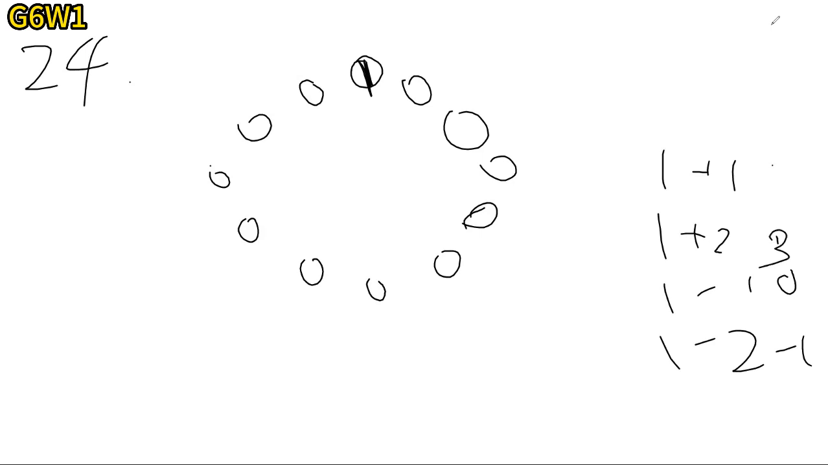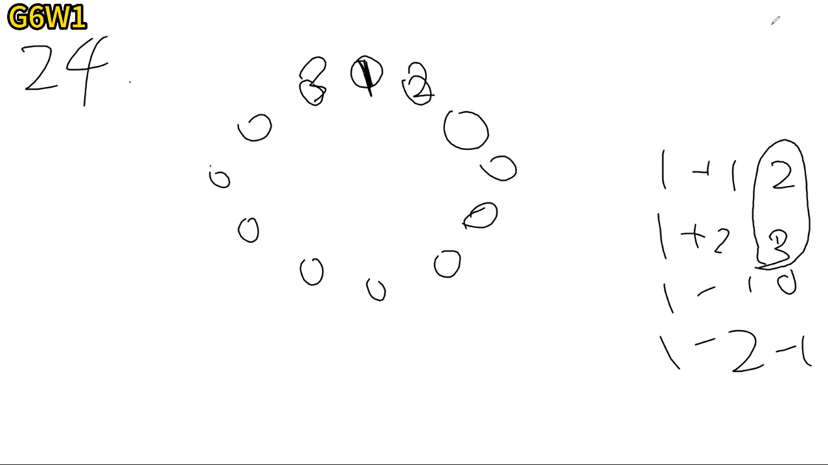Because it says that the neighboring numbers always differ by 1 or 2. So +1 or +2 or -1 or -2. But since there are no negative numbers or 0 in the list, we already know the 2 neighbors of 1. So one of the neighbors is 2, we can place it wherever we want, and another is 3. So now let's solve this.